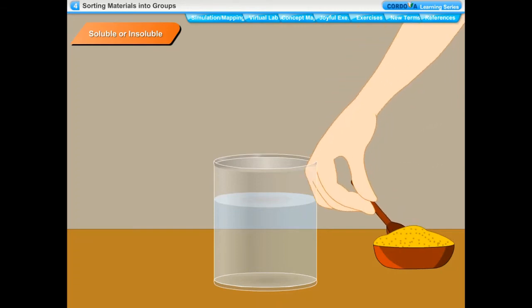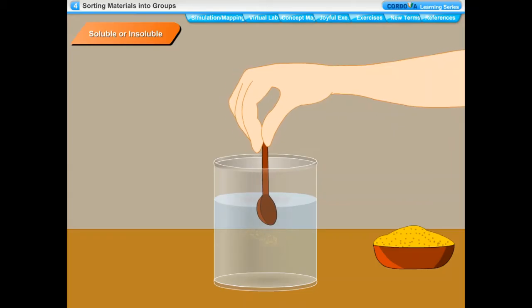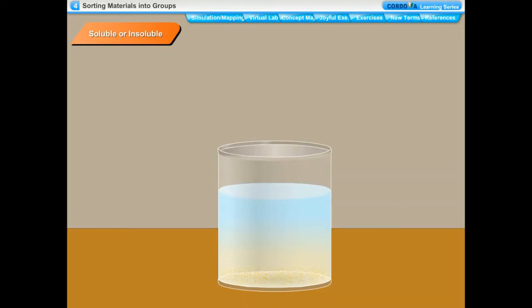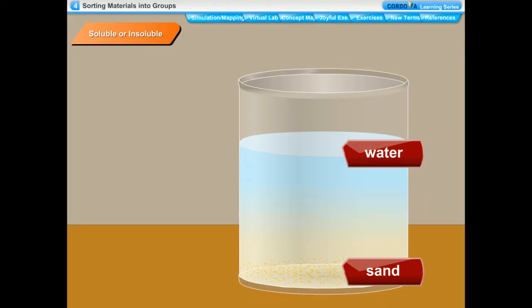Now, take another beaker and fill it half with water. Add half a spoonful of sand in it. Stir the contents with a spoon and observe it. We find that the sand settles down at the bottom of the beaker. The sand does not disappear in water. We can say that sand does not dissolve in water.